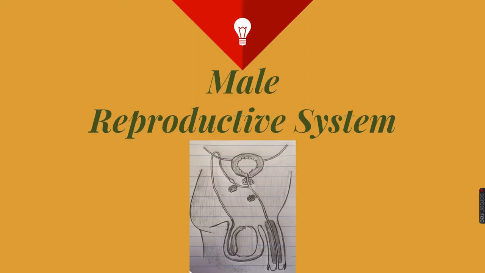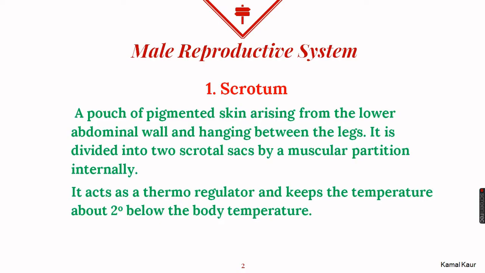Welcome students. In this video we are going to learn the technique to draw the diagram of male reproductive system. But before that we will see a few important parts of this system. And the first part is scrotum. It is a pouch of pigmented skin which arises from the lower part of the abdomen and it hangs between the legs, which means that scrotum is present outside the body.